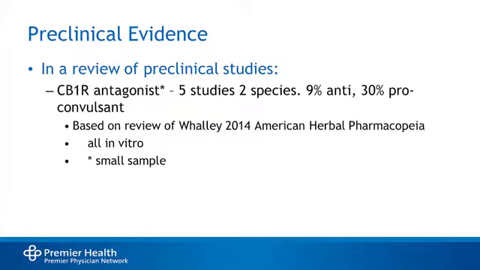CB1 receptor antagonist studies involved only 5 studies with 2 species. 9% were anticonvulsant and 30% were proconvulsive. However, that was a small number of studies.